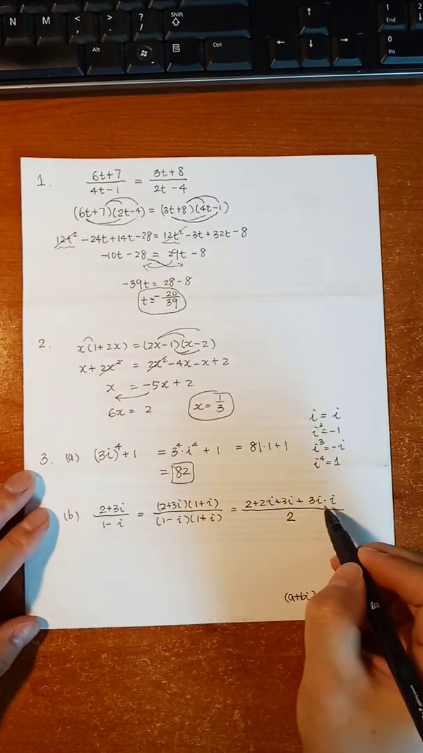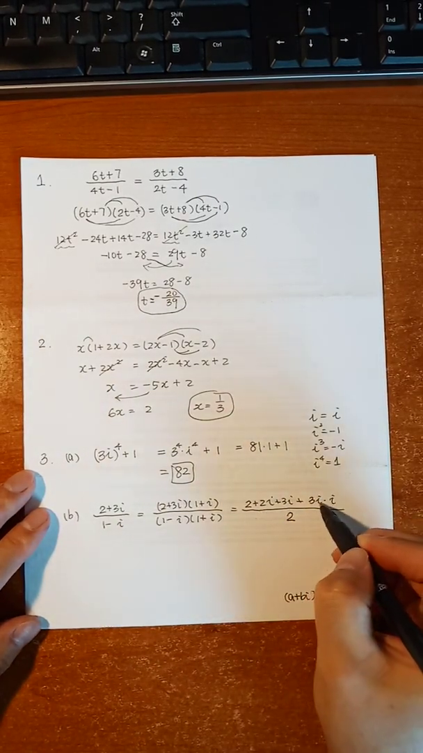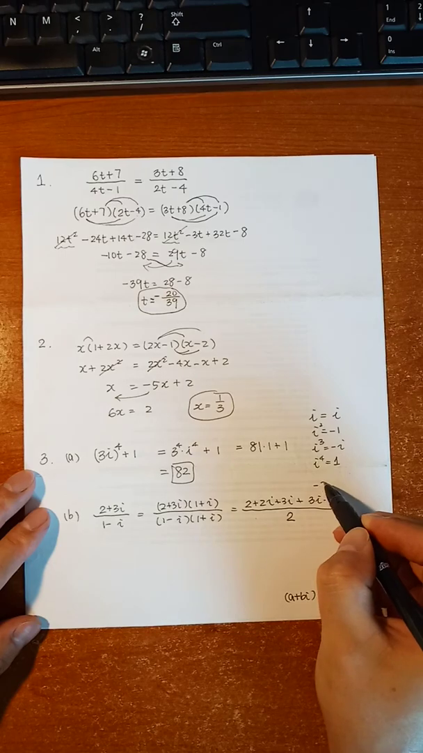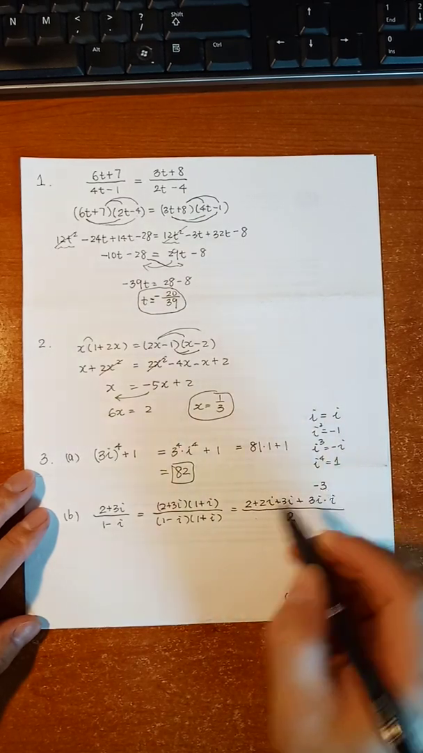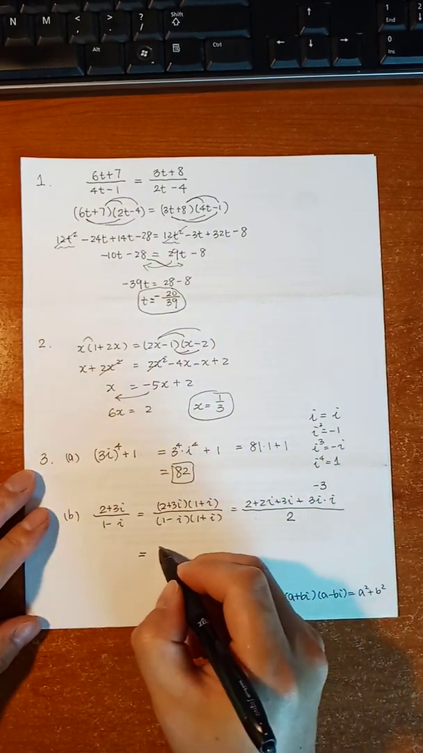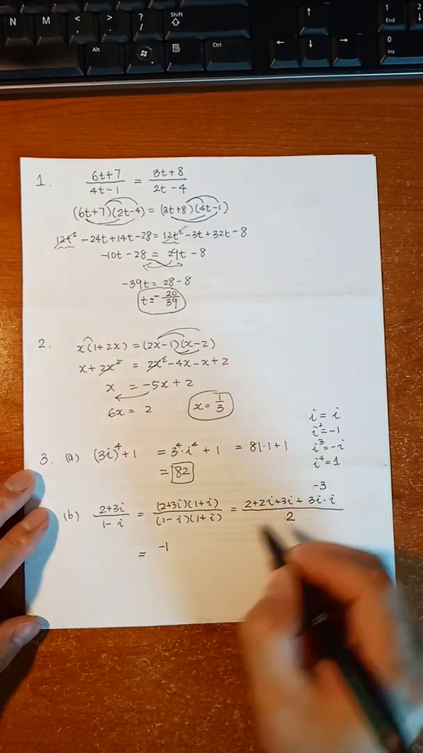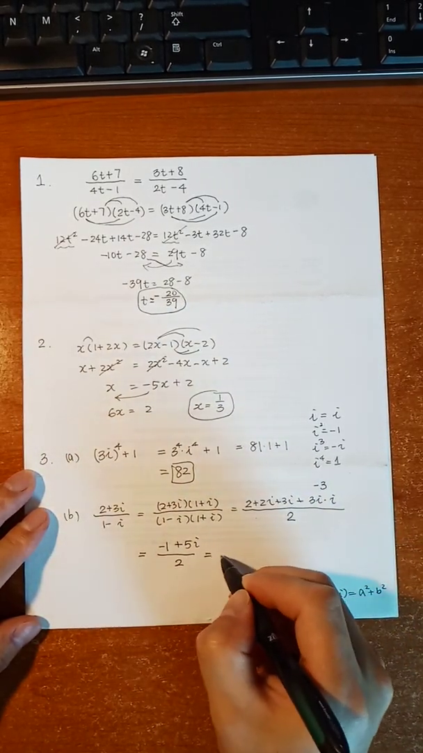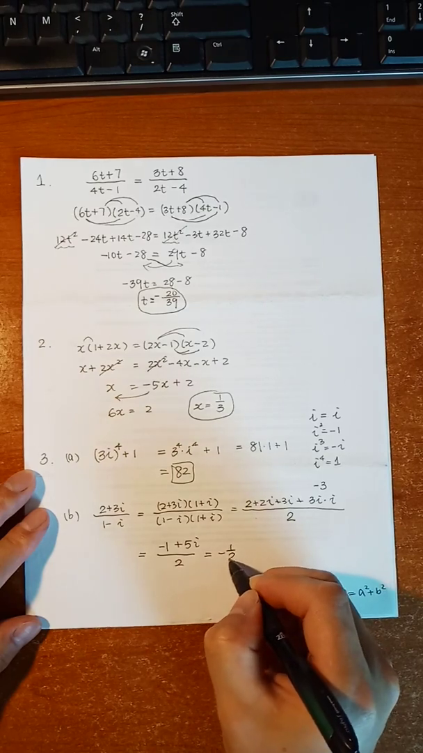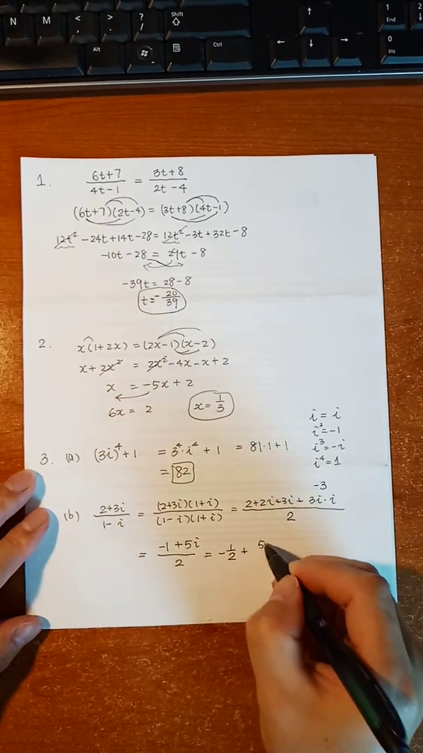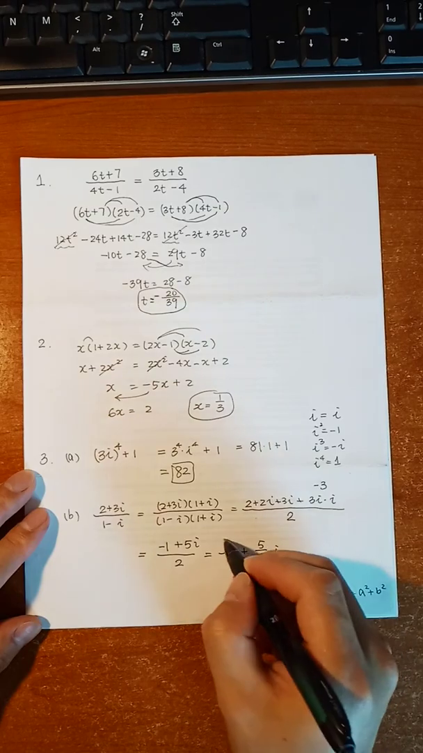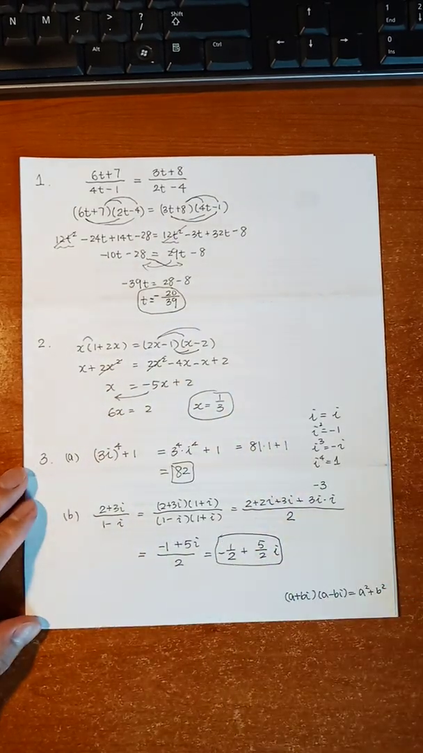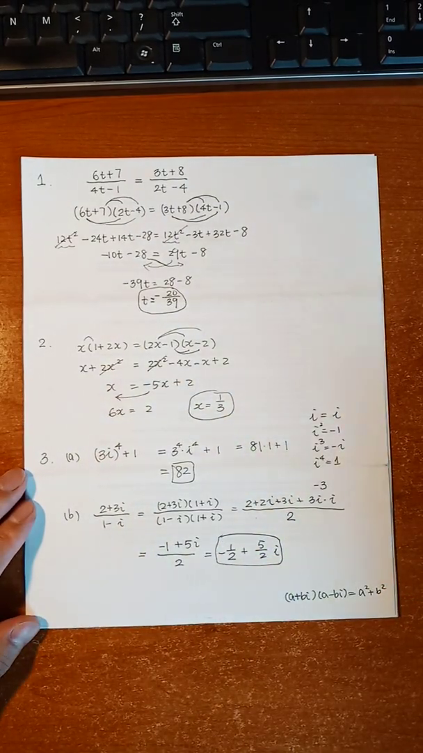All right? So remember here, this is i squared is negative 1 times 3 is negative 3. 2 minus 3 is negative 1. 2i plus 3i is 5i over 2. Separate them, it's negative 1/2 plus 5 over 2 times i. This is our answer for the part B.